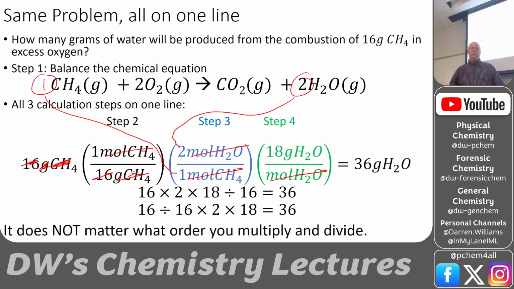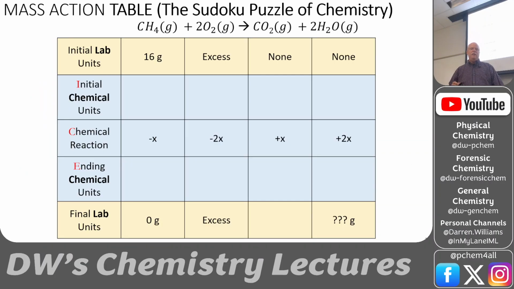so it doesn't matter what order you multiply and divide. So this is the Sudoku puzzle of chemistry. If you can fill out this table, you can do every problem, any problem that I ask you to do. And any problem that you want to do, because this has every possible question in it in this one table. If I were to say you start with 16 grams of methane, and I ask you how much oxygen do you need to perfectly react with that, then you're going from here back up to here. If I say how much water is produced, which is the problem we have now, we're going down here over to there.